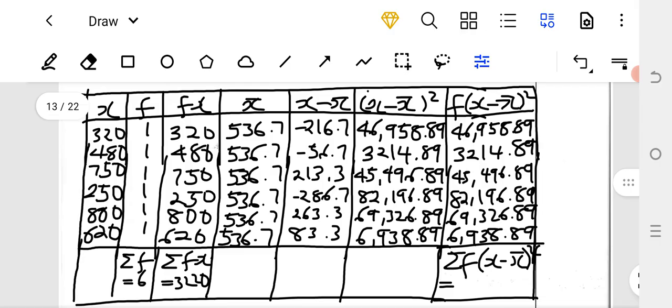So I'm going to add 46,958.89 plus 3,214.89 plus 45,496.89 plus 82,196.89 plus 69,326.89 plus 6,938.89. I put 86 by mistake here.